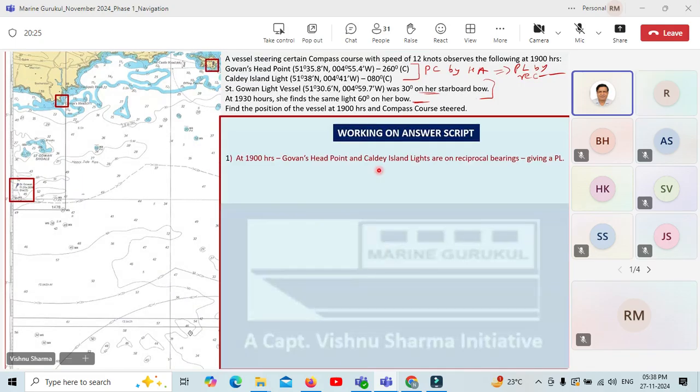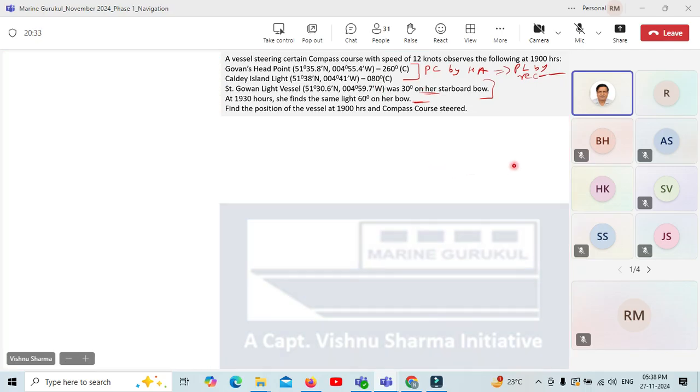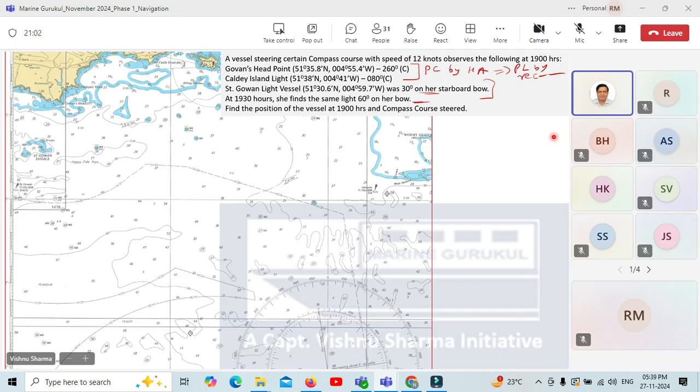So we started with a PC by horizontal angle. When we got the horizontal angle, we found it to be 180 degrees, and that's why we said it's a special case. It will be a PL by reciprocal bearing, right? But we reached that conclusion only when we calculated the horizontal angle, right? Yes, sir. Now the other two relative bearings, at 1900 and 1930, 30 degrees on the starboard bow and 60 degrees on the starboard bow, we cannot convert them to true because the CTS is not known. So there is a fair bit of drawing that you have to do on the answer sheet.